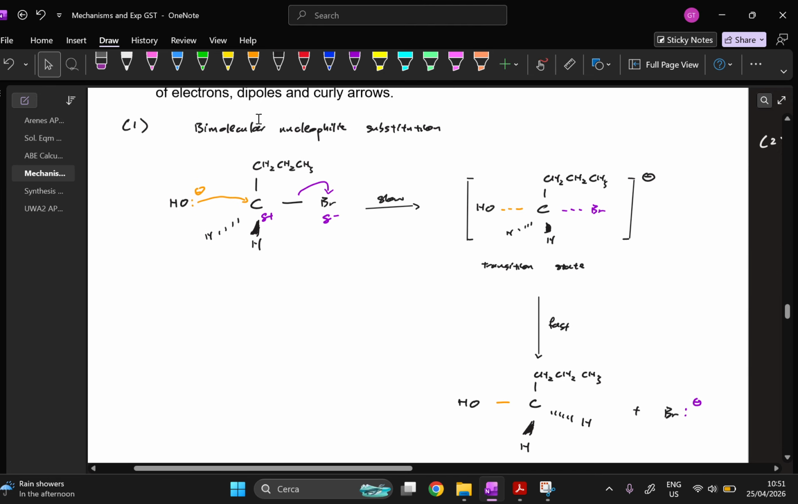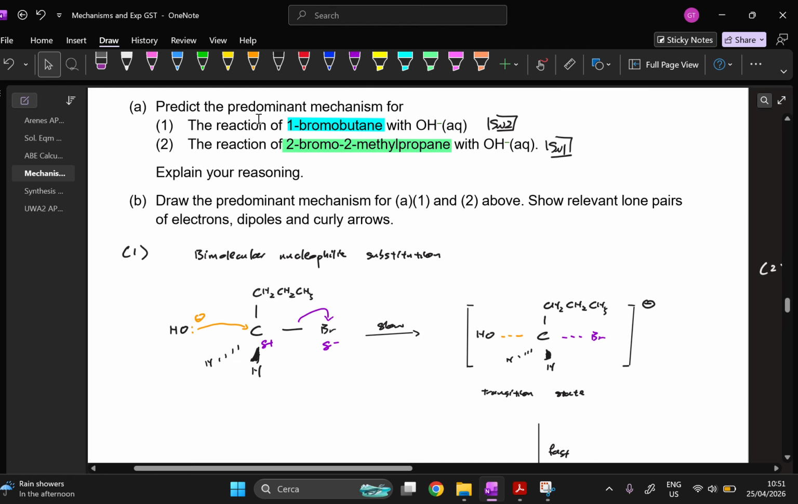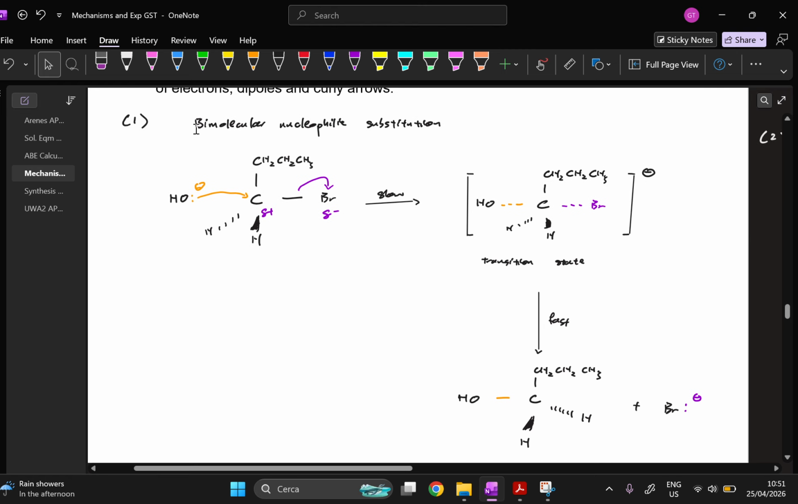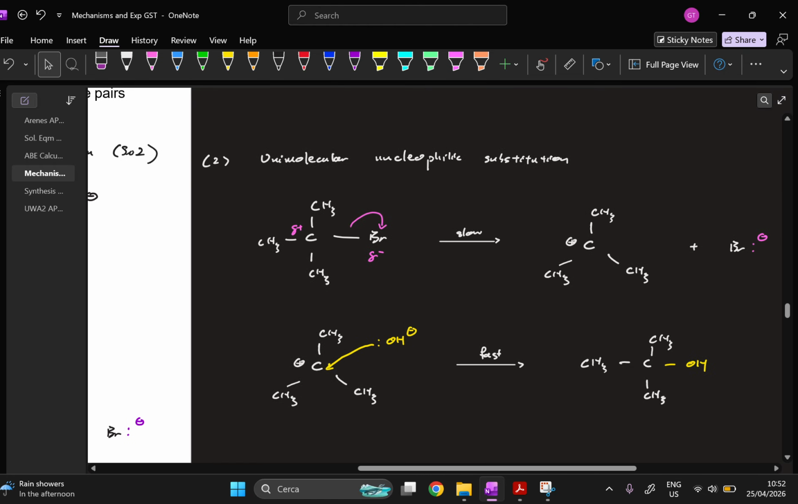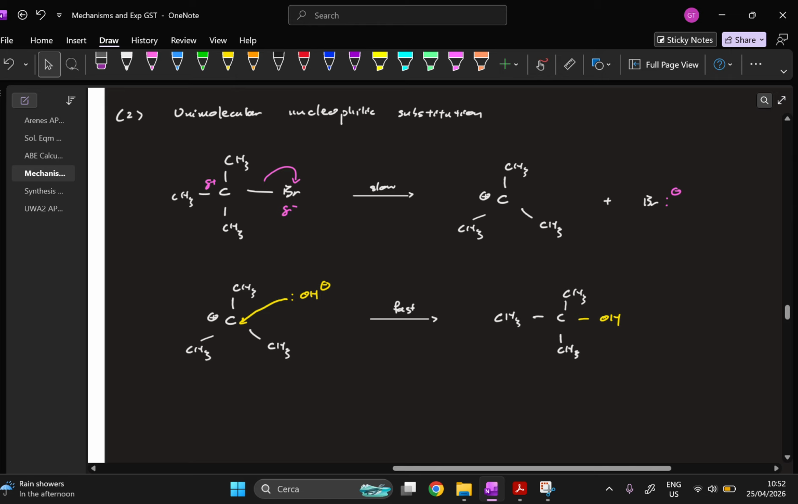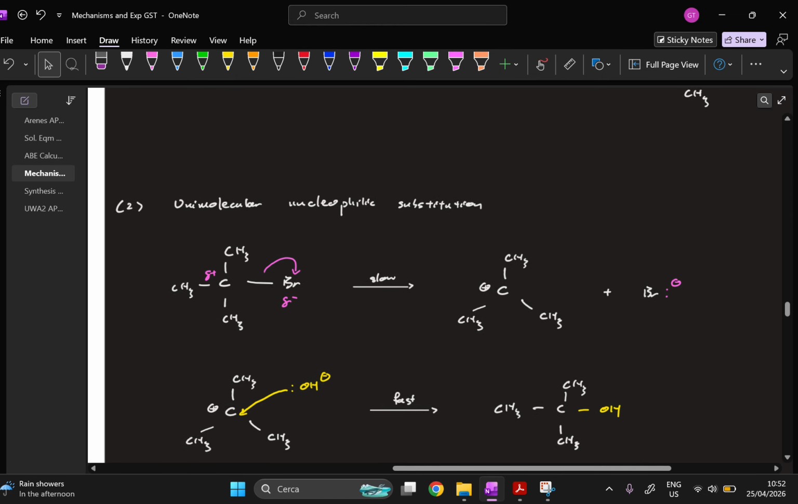So yeah, these are just the mechanisms. Just remember, right, for SN2 mechanism, bimolecular nucleophilic substitution, or you can also write nucleophilic substitution and then bracket SN2. This is also valid. Okay? And then for your unimolecular nucleophilic substitution, it's just this one. This is the tertiary carbocation that I was talking about.